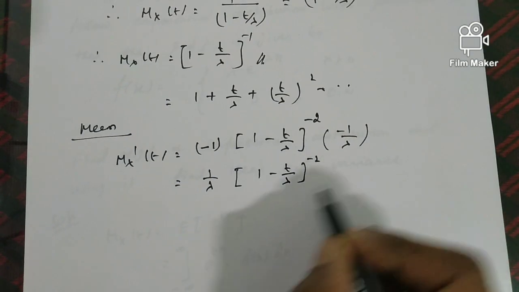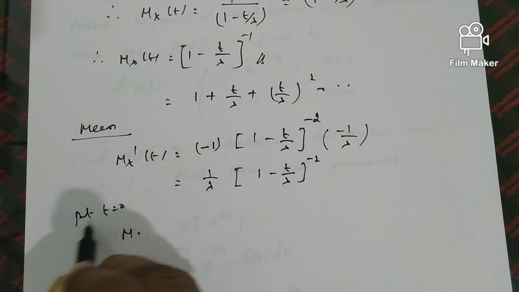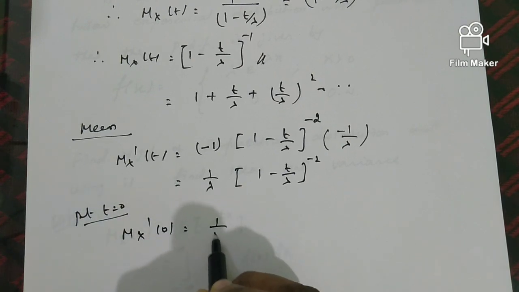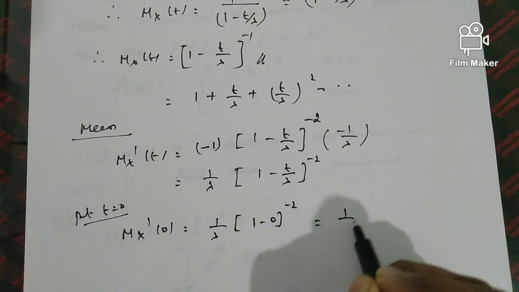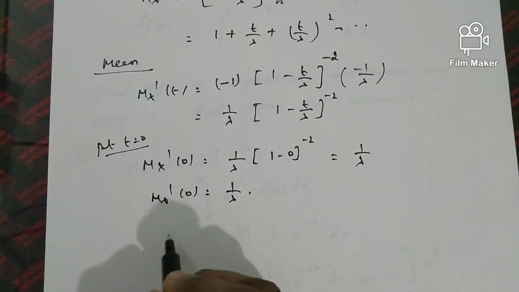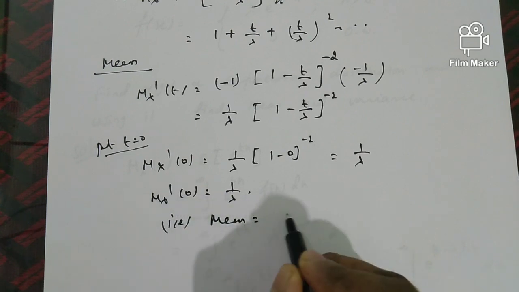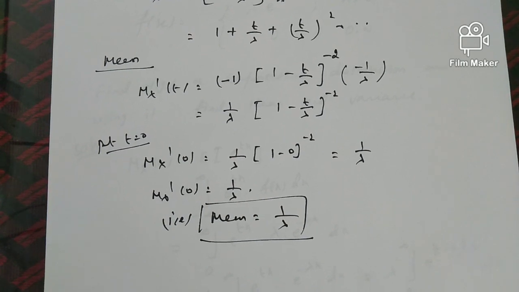In this one, put t equal to 0 in M_X'(t). So what will happen? M_X'(0) equals 1 by lambda into (1 minus 0) whole power minus 2, that is equal to 1 by lambda. So our mean is nothing but M_X'(0) equals 1 by lambda. Okay, this is our mean, that is mean is equal to 1 by lambda. This is one result. Next we are going to find the variance.